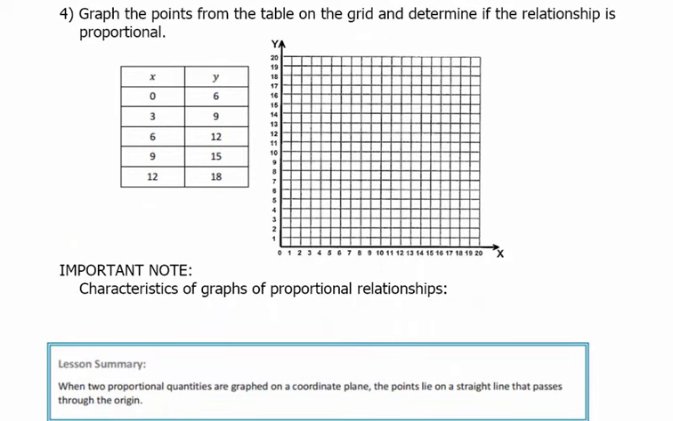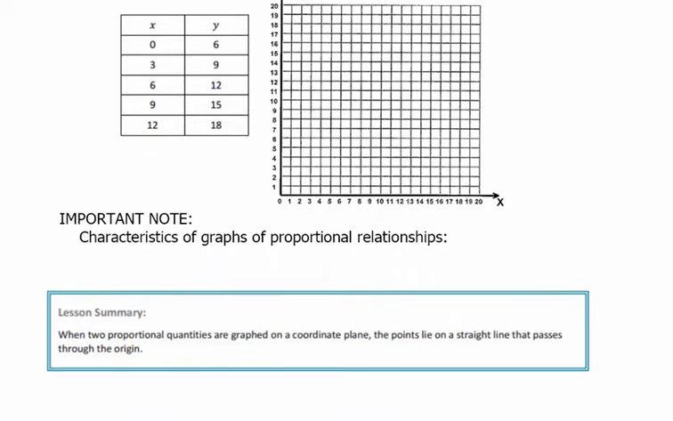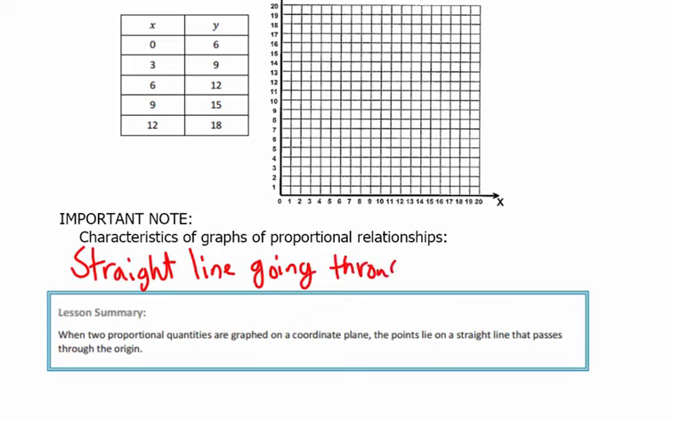Number 4, I want you to try that one and see what you think. The characteristics of graphs and proportional relationships: a straight line going through the origin. So that's what all of them will look like if they are proportional.